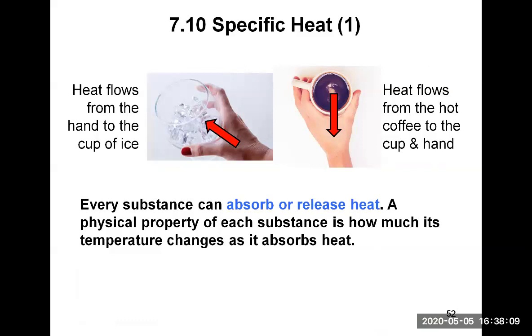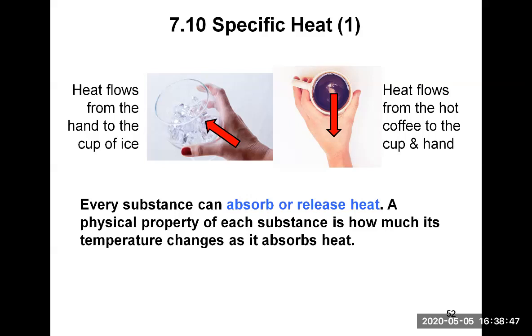So let's go over section 7.10 on specific heat now. Heat is also a synonym of thermal energy. And so thermal energy flows from a hot object to a cooler object. So here you have two pictures that are illustrating that. Let's say you're holding a cup of ice. Your hand is warmer than the cup of ice. And so the heat always goes from the hot object to the cool object.